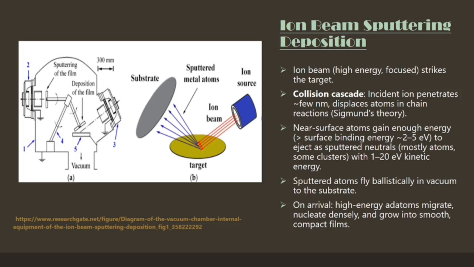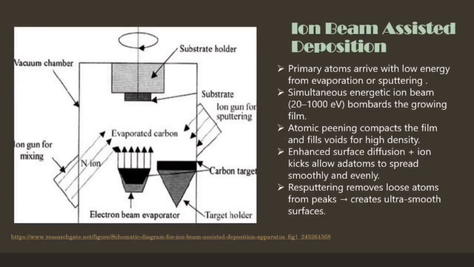So this is how we form thin films using direct ion beam deposition. Next, we will come to the ion beam assisted deposition method. Here, the primary steps where we take the atoms out of the target are the same as what we discussed in the previous type.